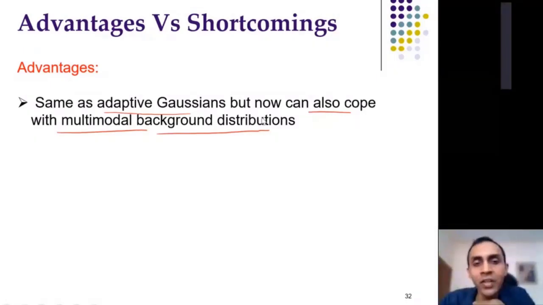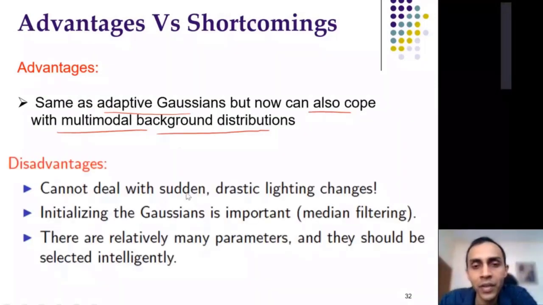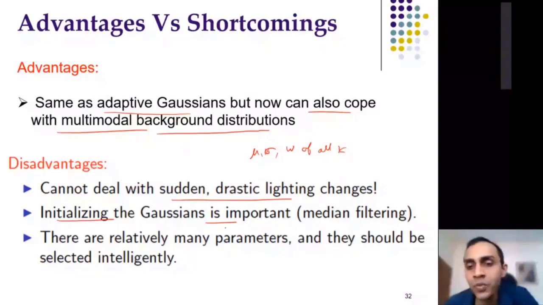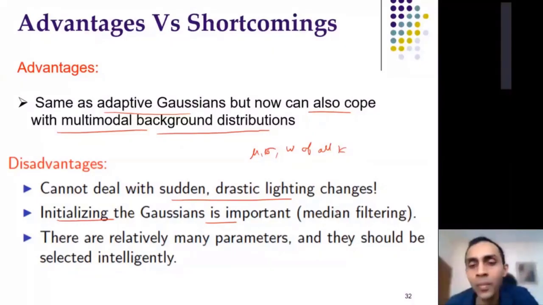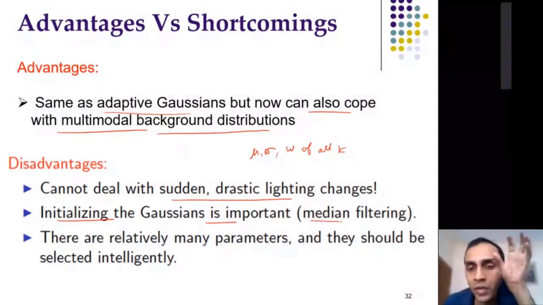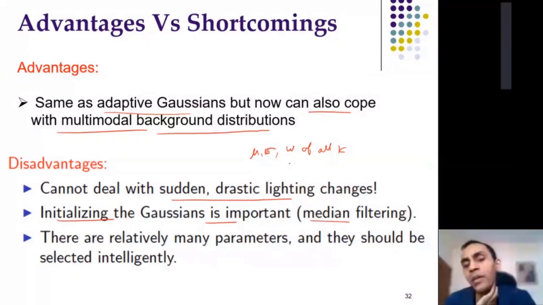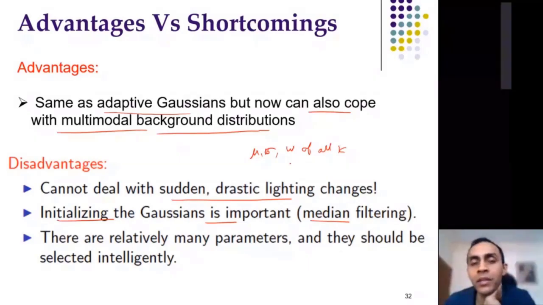But still, it cannot deal with sudden drastic changes, because it needs some time to update the parameters. So if there is a sudden drastic illumination change, it won't be able to cope with that. And again, initialization is important. How do you initialize the mu, sigma, and weights of all K Gaussians? You need to do it intelligently. One method is to use one of the previous methods, such as the median filtering algorithm, to intelligently initialize these weights, and then let the mixture model update them.